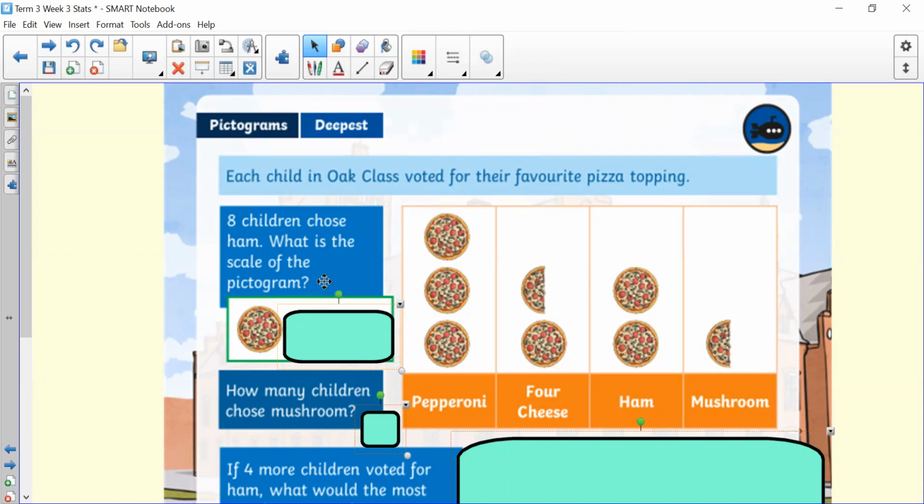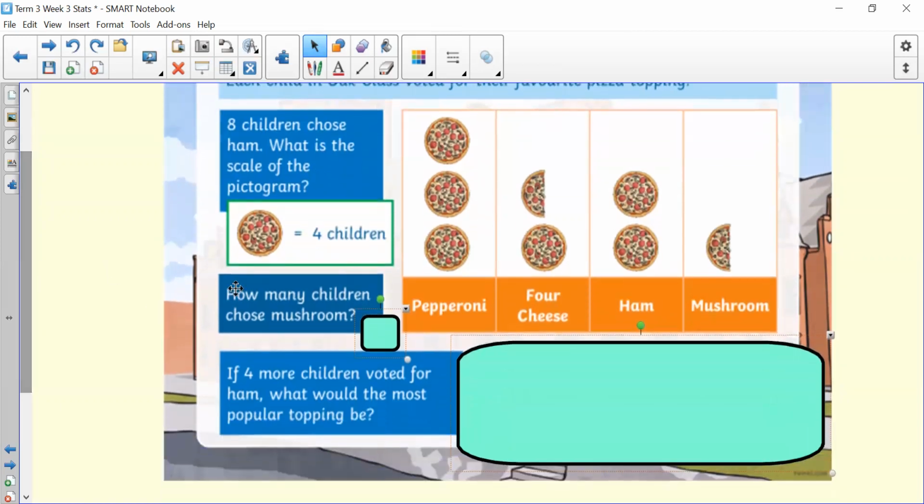Okay, so 8 children chose ham. There's 2 pizzas in here to represent our data. So what's the scale? Pause it and have a little think. Let's see. 4 children. Well done if you've got that correct, okay? 8 children chose ham. There's 2 here. So each one represents 4. Fantastic. Okay, let's see now how many children chose mushroom.